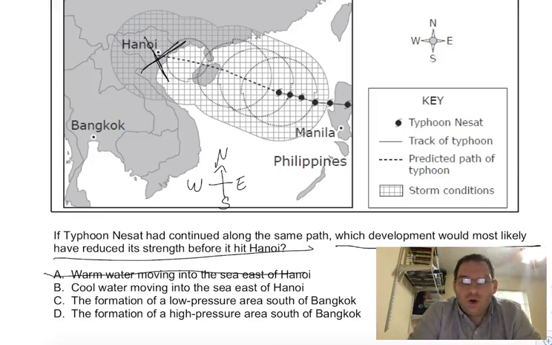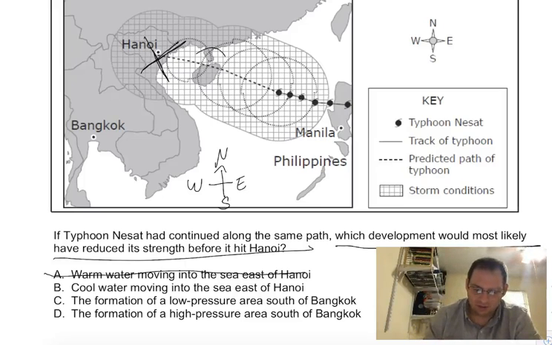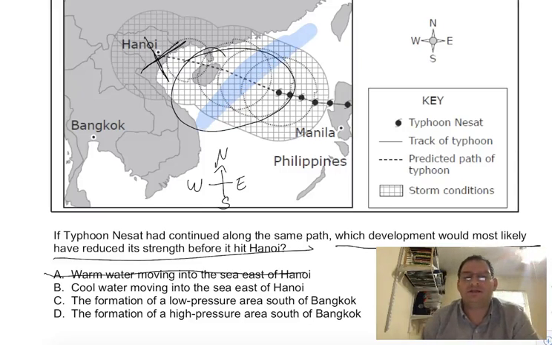Let's see, cool water moving into the southeast of Hanoi. So southeast is over here, cold water. So we put that cold water right here. Remember, cold water makes hurricanes sad. They start dying off. They need that warm water to live. So it looks like we might have it right there. Let's check out the others.